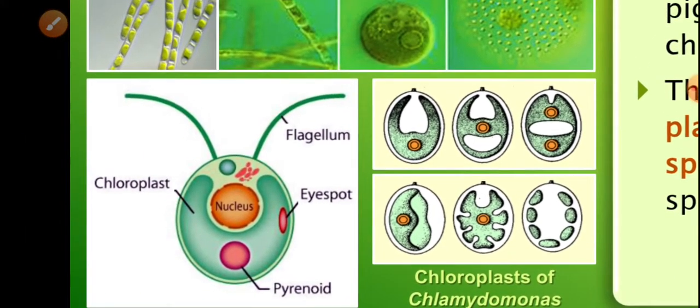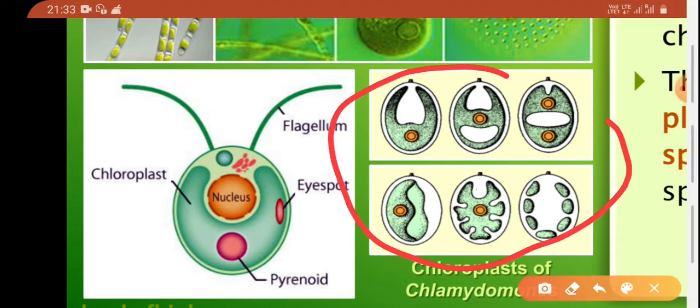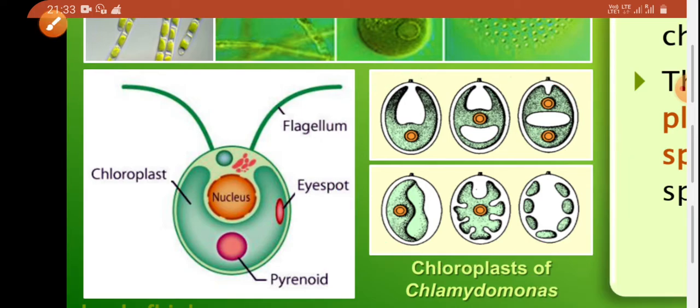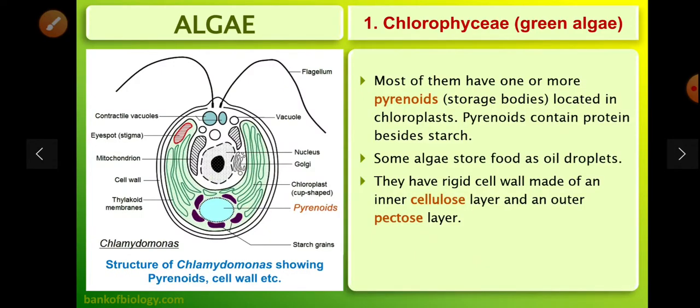Here also we can see the various shapes of chloroplast of Chlamydomonas. Most of them have one or more pyrenoid, that is a storage body, located in the chloroplast. Pyrenoid contains protein besides starch. It contains starch as well as protein.